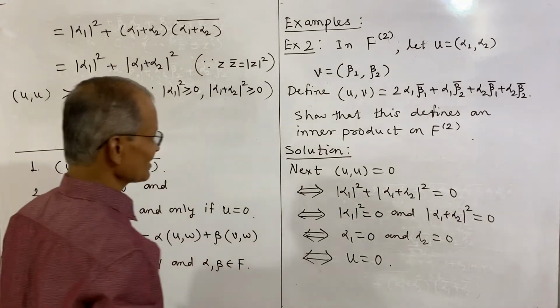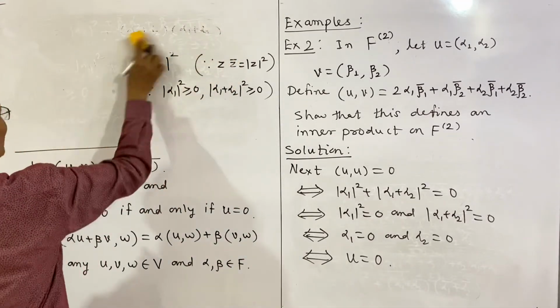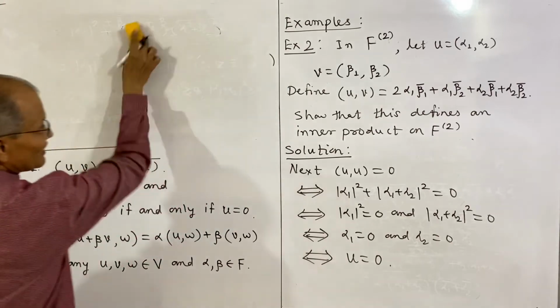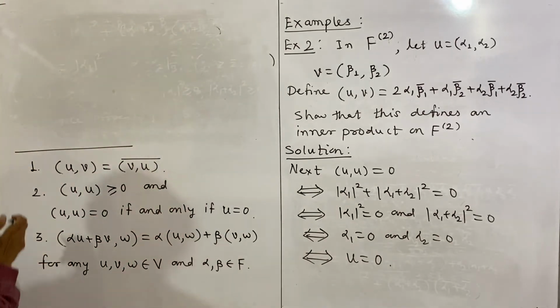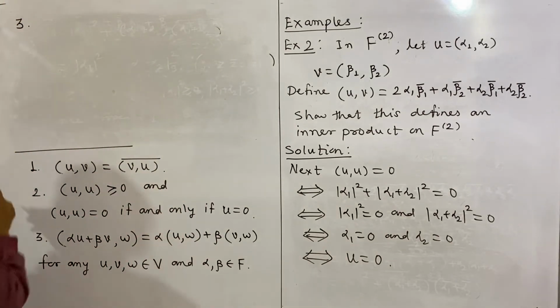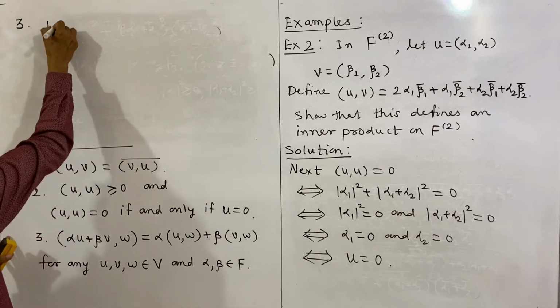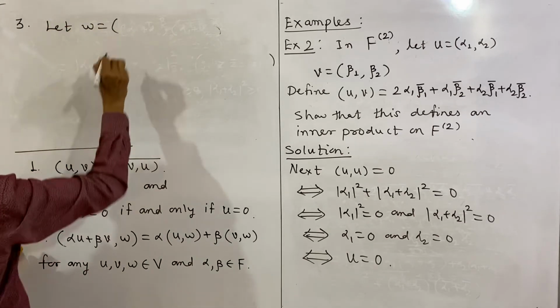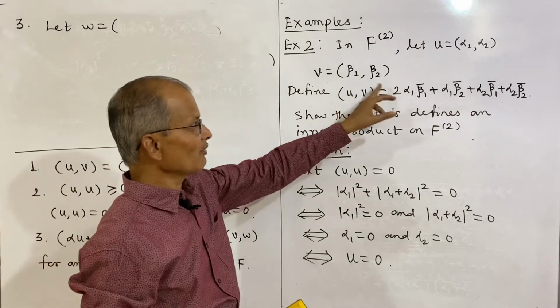Now what remains is the third property. So I shall write the third property here. What is the third property? It is the linearity property. Now for that we shall consider w, as in the earlier case, we shall consider w as gamma 1 comma gamma 2.